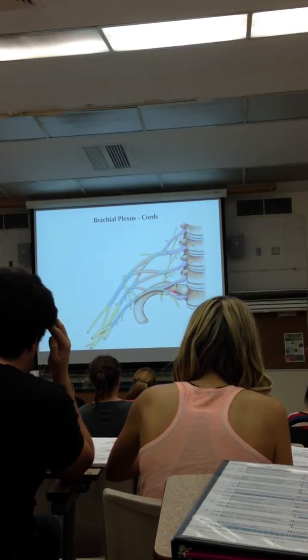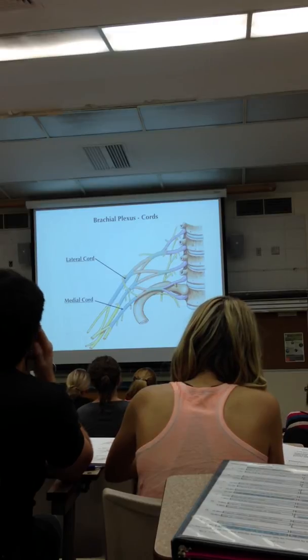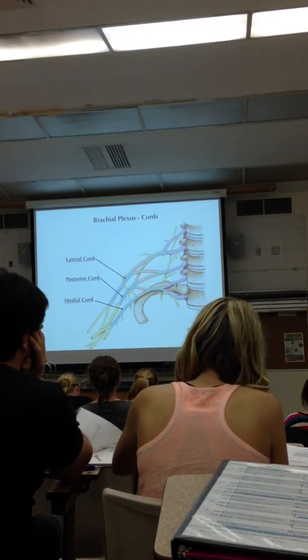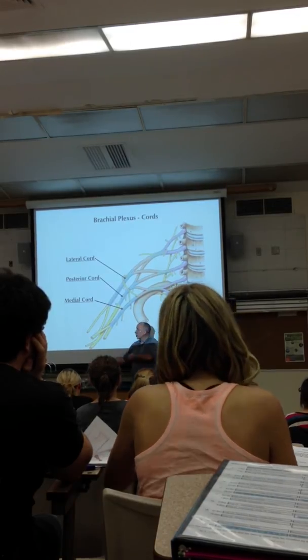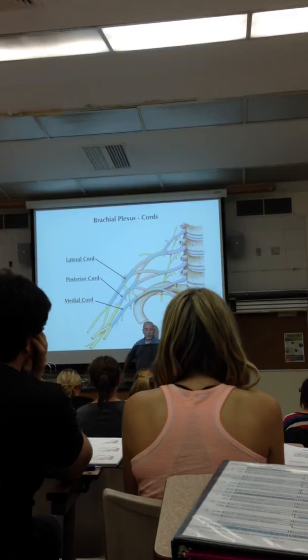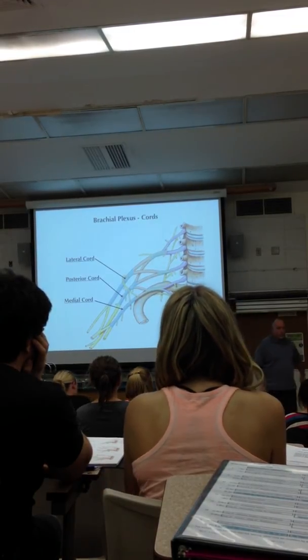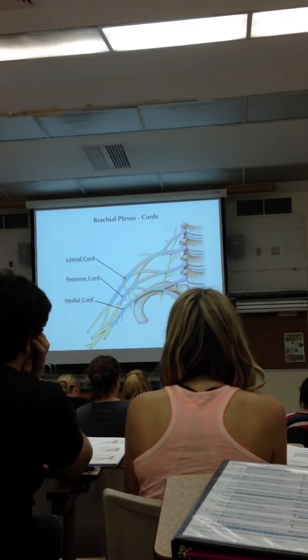So these are the trunks, these are the divisions. Here's the lateral chord, medial, and posterior. And how can you tell on here? Because as in my arm's like that, that nerve is out here on the lateral side, this one's on the medial side, okay? And so those are the chords, the three chords. You've got to know those trunks, just know there's an anterior, posterior division, but know these three chords, okay?